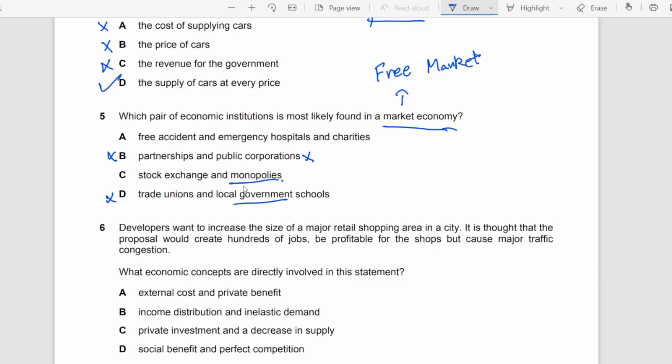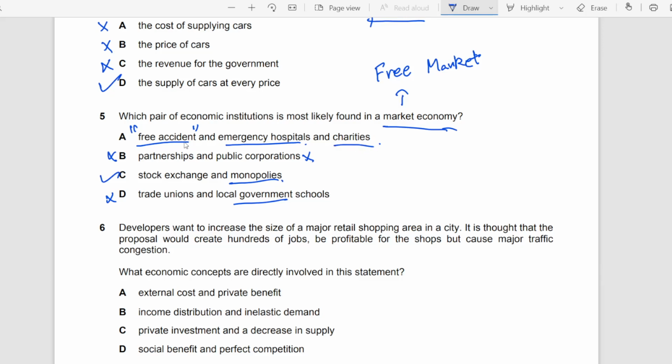Looking at option C, stock exchange and monopolies. Well, monopolies can be just like any other normal businesses that operate in the market economy, and a stock exchange can also be privately owned. So the correct option for this one would be C. Free accident emergency, a free accident is kind of weird. It does not fit in here, but when we talk about emergency hospitals, they can be either in the free market economy or in the public planned or state-owned businesses as well. There can be government hospitals, so they can fall into either of these categories.